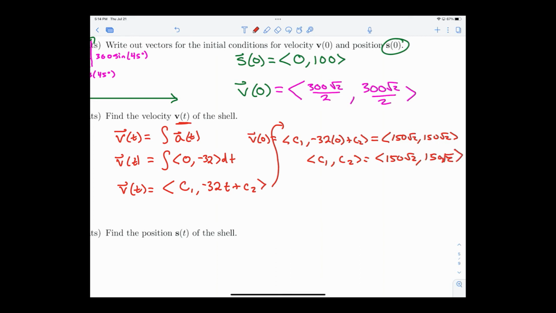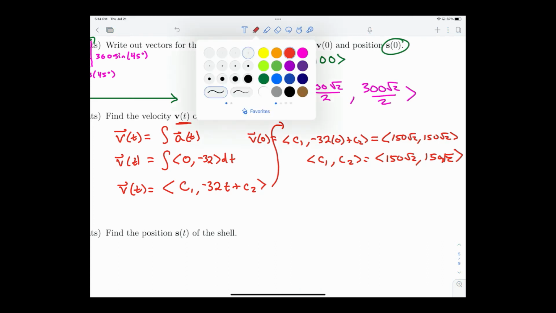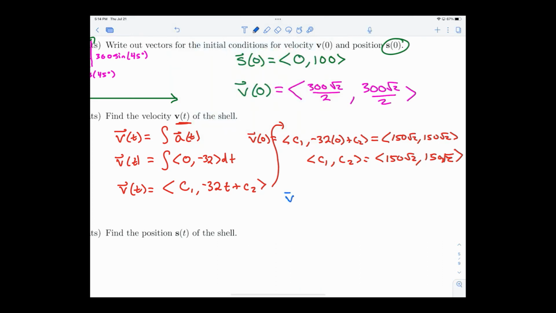So what do we get? Fill those in to your velocity equation, and you get that v(t) is 150 root 2, comma, negative 32t plus 150 root 2.